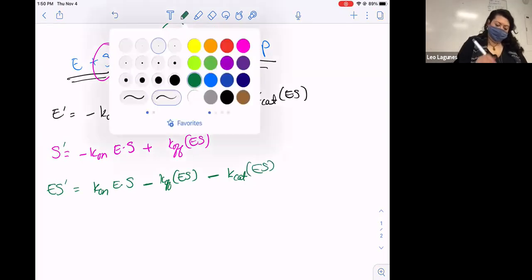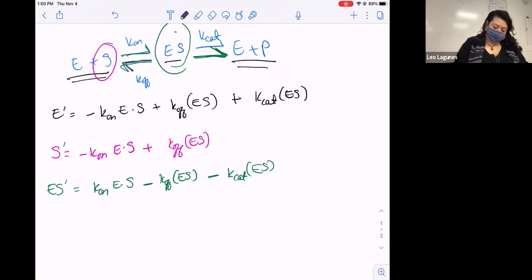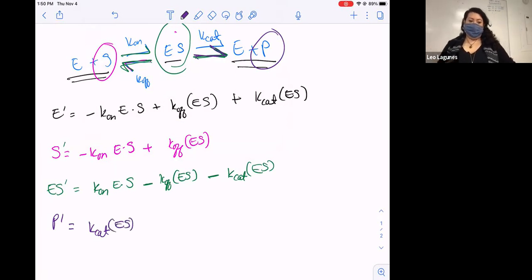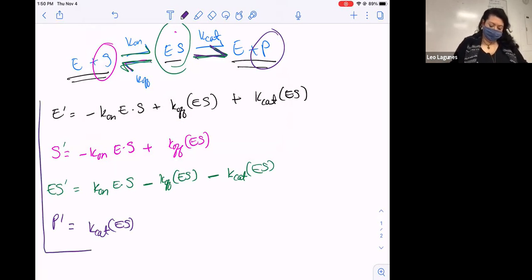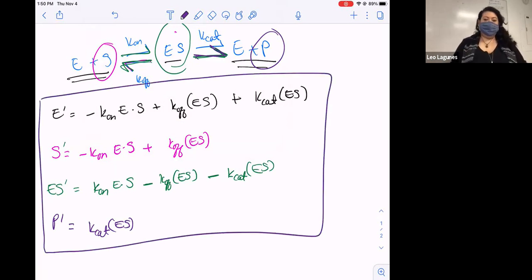Okay, last one. Let's do the product. The product only shows up at the very end of the enzymatic reaction, and we're really just gaining it. We're only gaining it from the forward reaction K cat, so K cat times the complex ES. Only once the catalytic reaction has taken place do we get product. Okay, so these would be our four differential equations that represent the Michaelis-Menten kinetics. Are there any questions about how you get those equations?